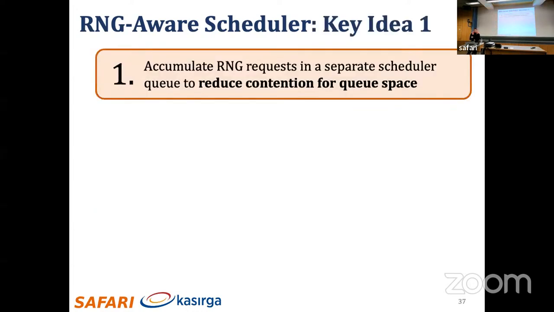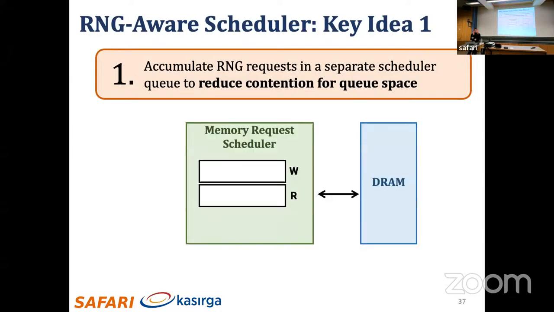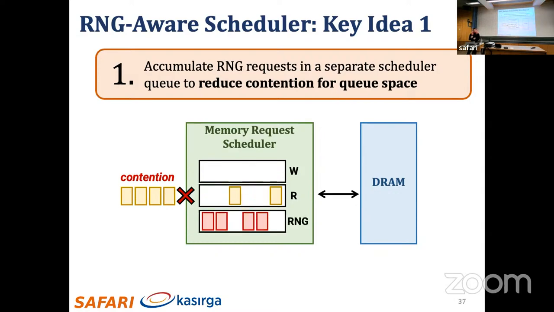Let's first talk about accumulating ANJ requests in a separate scheduler queue. Without an ANJ-aware design, the requests are enqueued either to the write request queue or to the read request queue. Although ANJ requests have different timing parameters, they perform read operations, and because of that, they are enqueued to the read request queue. This can cause regular memory requests to be blocked by the ANJ requests as they share the queue space. Our design creates a separate scheduler queue for ANJ requests, with the observation that they are essentially a different type of request. By creating a separate ANJ scheduler queue, our scheduler reduces the contention in the read request queue. This way, more regular memory requests can be enqueued to the read request queue.